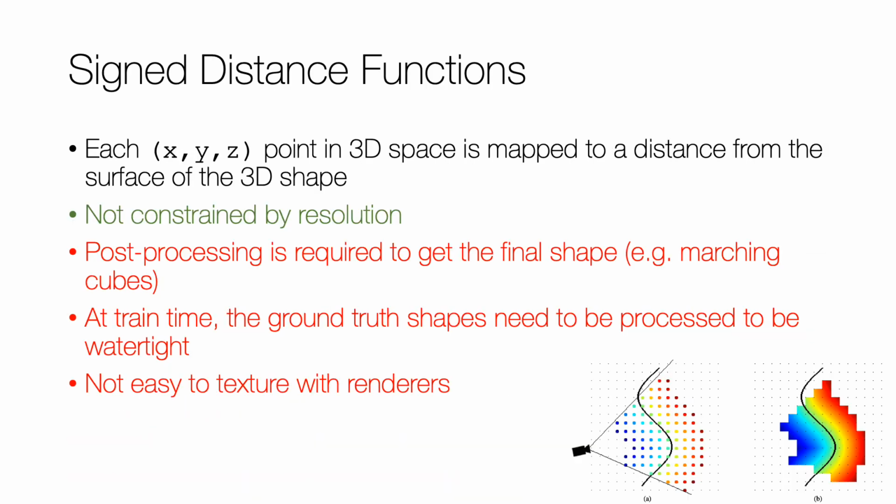Signed distance functions capture shapes by mapping each point in the 3D space to its distance from the surface. They're not limited by resolution, but post-processing is required in order to extract shapes. Also, when SDFs are used to fit a set of target ground-truth shapes, those need to be watertight.